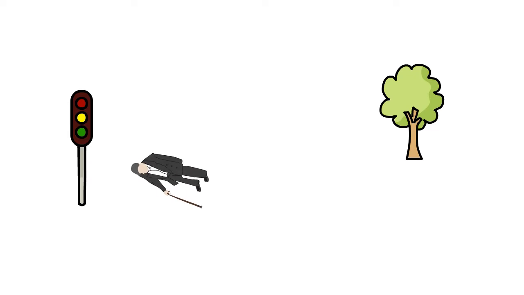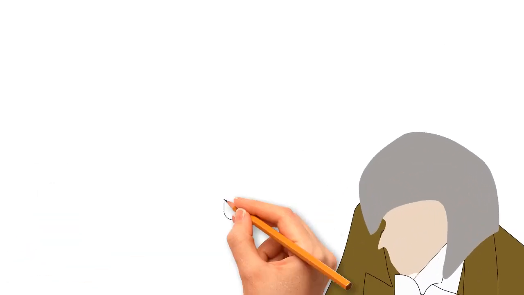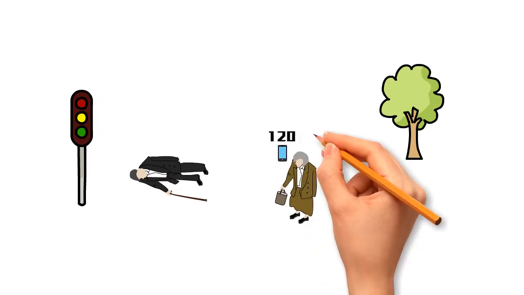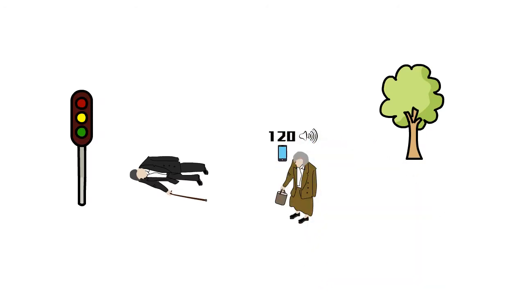One day, a senior citizen falls to the ground. His wife seeks help and dials the local emergency number, 120, from her cell phone. But the call does not go through. She only hears a recording.